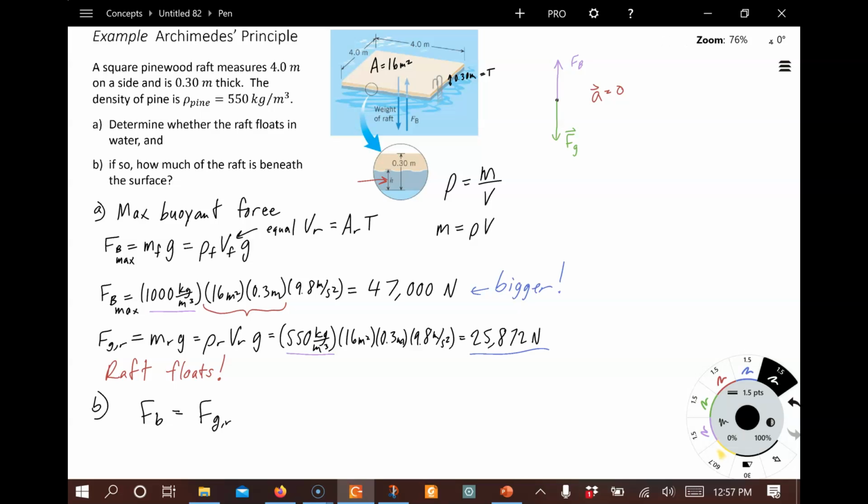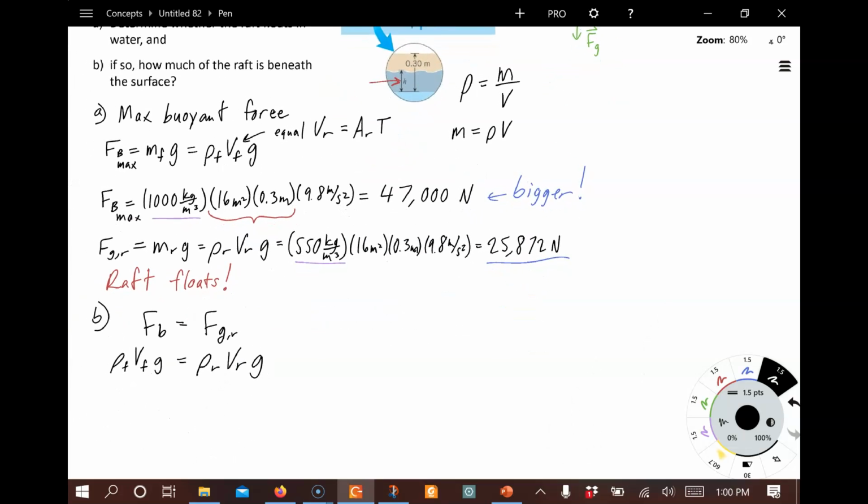And we're going to do the same things as before. So the buoyant force, we're going to write it as mg, but we're going to use m equal to rho v. So for the buoyant force, it's going to be the density of the fluid multiplied by the volume of fluid displaced times gravity. And for the raft, that's going to be the density of the raft times the volume of the raft times gravity. All right, and we see we can cancel the gravity out on both sides.